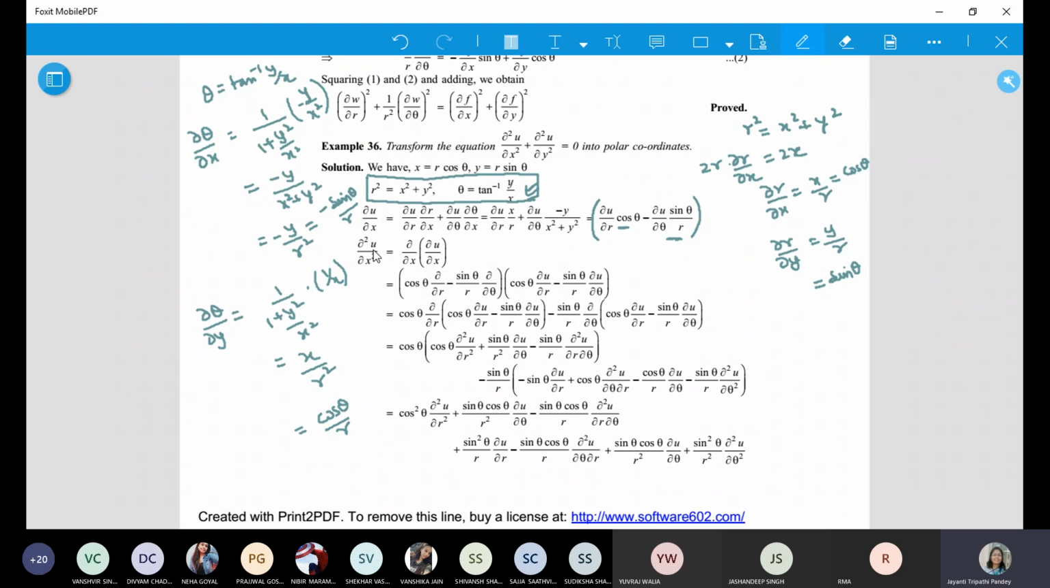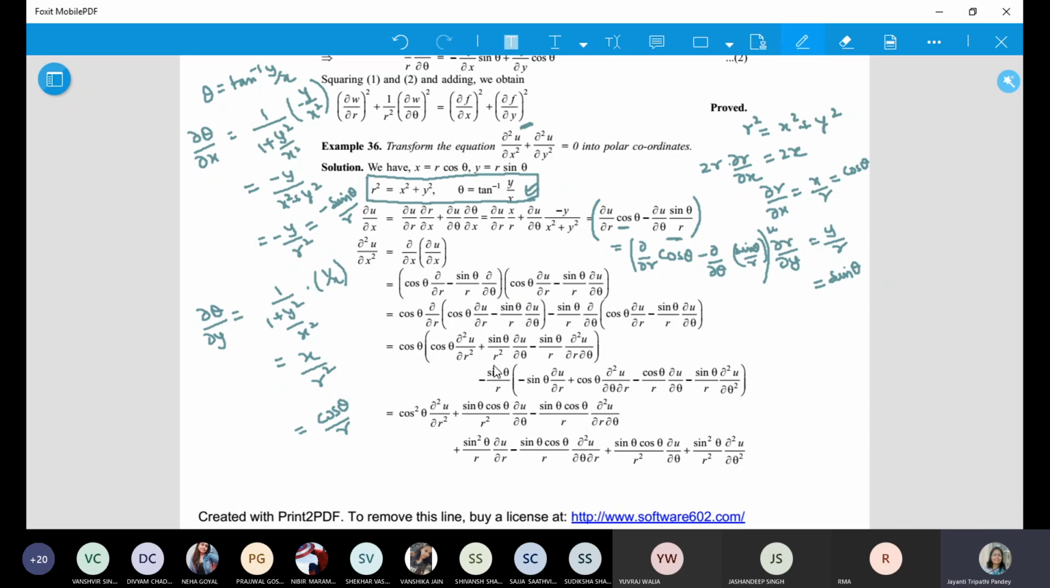Now we differentiate it a second time because we are interested in calculating this. So when you differentiate it a second time, you will write del by del x of del u by del x. And what was your del by del x? You can write it like this also. Just see, it is acting as an operator: cos theta minus sin theta upon r, in product form, into u. The same thing has been used here.